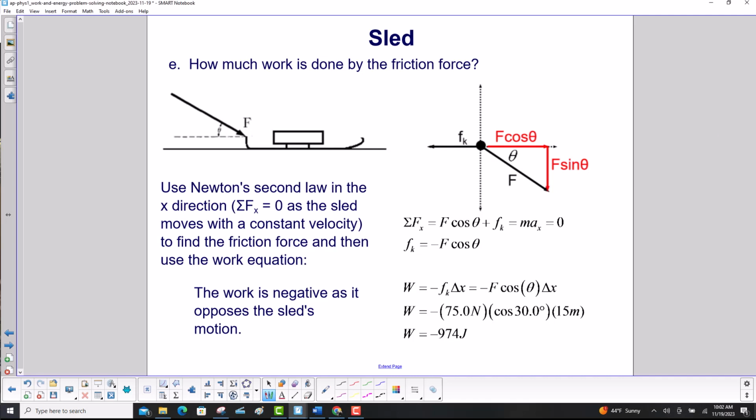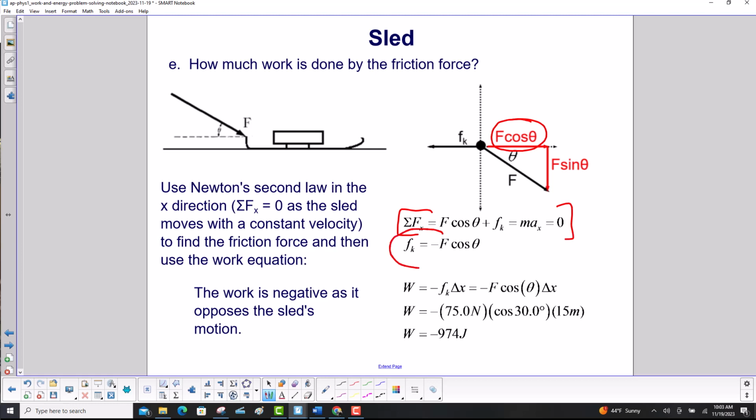How much work is done by the friction force? Use Newton's second law in the x direction. The sum of the forces in the x direction equals 0 as the sled moves with a constant velocity. That will find the friction force, and then use the work equation. So here's our component of the applied force in the x direction. So the sum of the forces is going to be F cosine theta plus the friction force equals ma, which then equals 0 as the acceleration is 0.